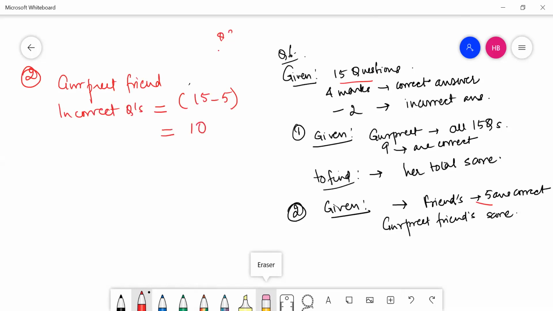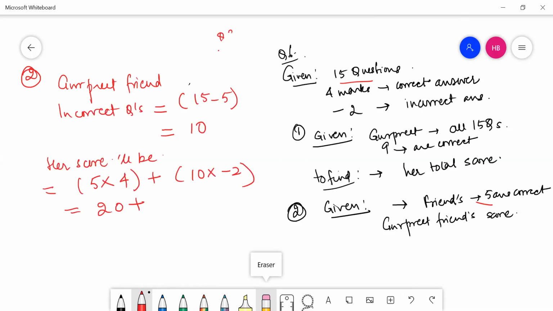So her score will be, how many correct questions has she done? 5. So 5 into 4 plus 10 into -2. 5 fours are 20, plus 10 into -2, plus into minus is minus, so -20. So the result is 0. Her friend has scored 0 marks. That's the answer for question number 6, first and second part.